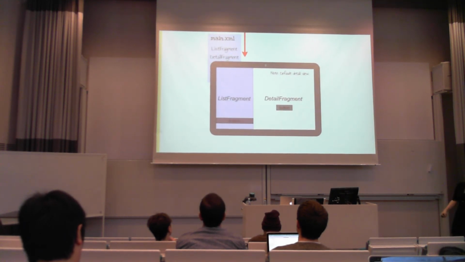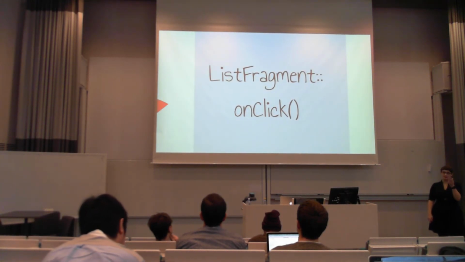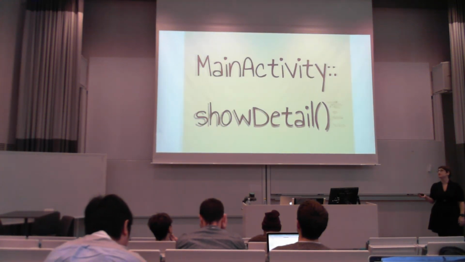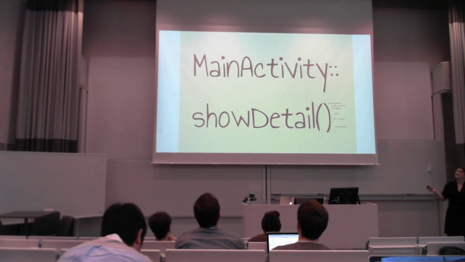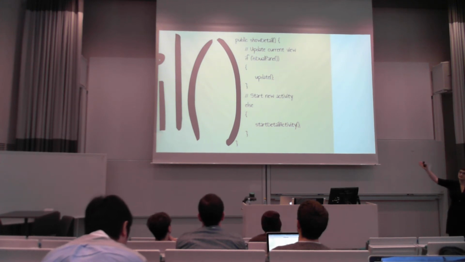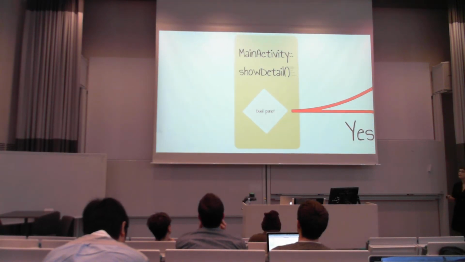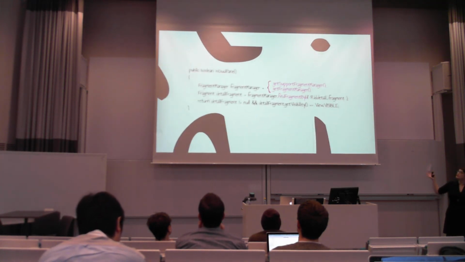Now we show whatever basic view we decided is our basic view when we enter. At some point we're going to click on a list item, and that's going to update the view. So when we do the on click, then we're like, okay, great, time to show detail. That show detail function is going to figure out whether or not we should update that activity based on whatever criteria, or should we start a new activity for a phone. So are we dual paning? That looks something like this.